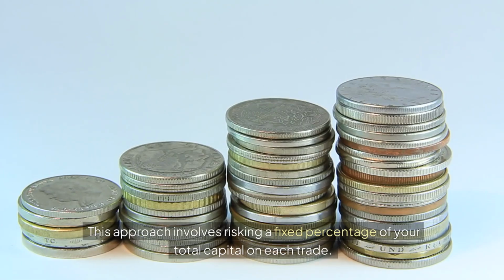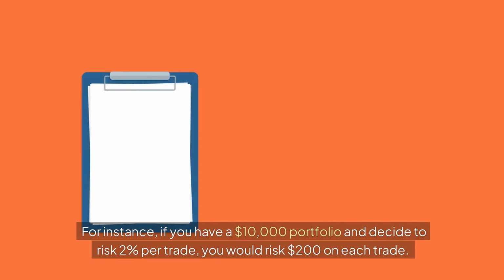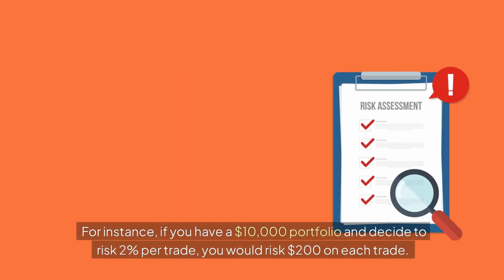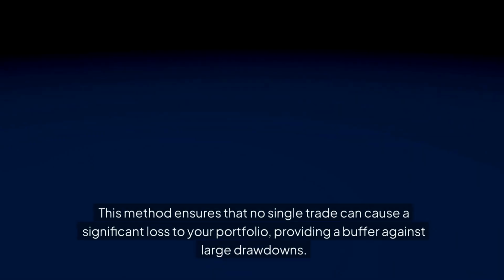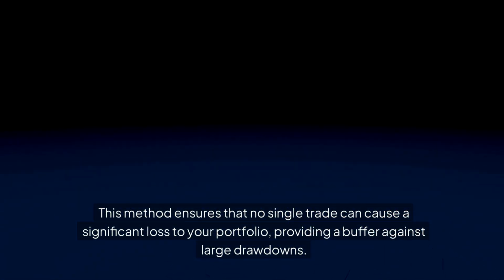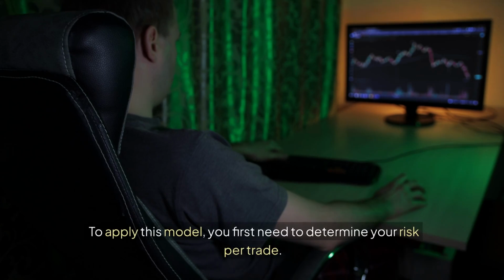This approach involves risking a fixed percentage of your total capital on each trade. For instance, if you have a $10,000 portfolio and decide to risk 2% per trade, you would risk $200 on each trade. This method ensures that no single trade can cause a significant loss to your portfolio, providing a buffer against large drawdowns. To apply this model, you first need to determine your risk per trade.